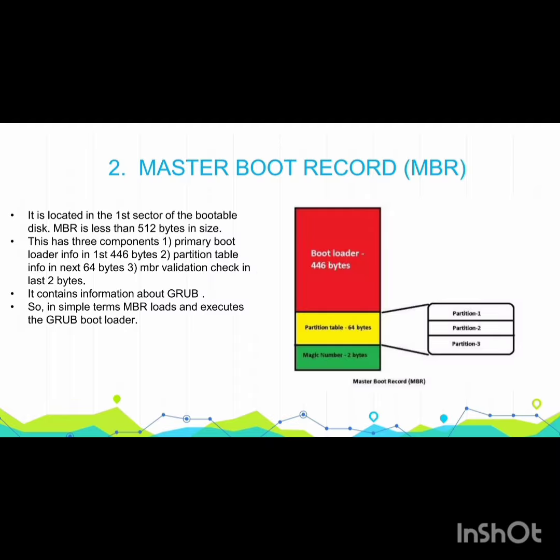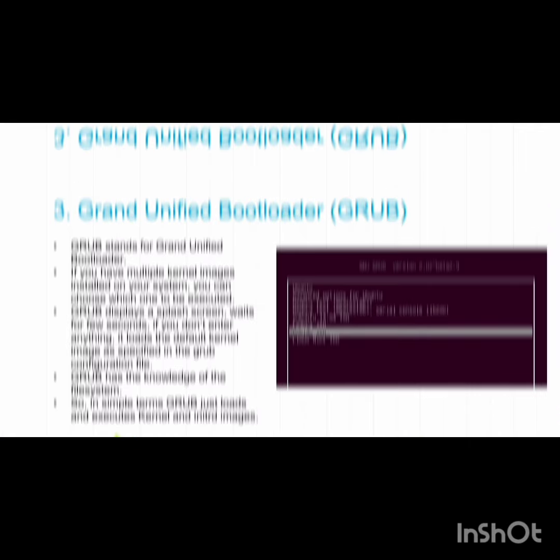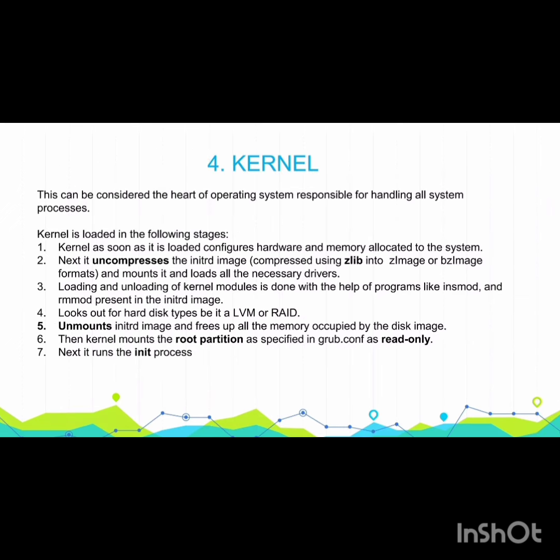The next step is MBR, Master Boot Record. It contains the first stage bootloader, which is responsible for starting the boot process. It loads the main bootloader from another part of the disk. Then the third step is GRUB, the Grand Unified Bootloader, used by most Linux systems to load the Linux kernel into memory and start the operating system. And the fourth step is the kernel.